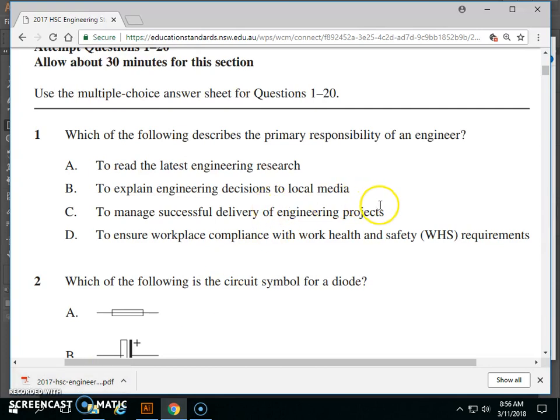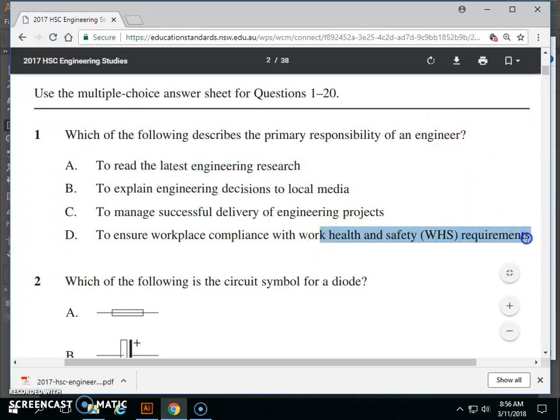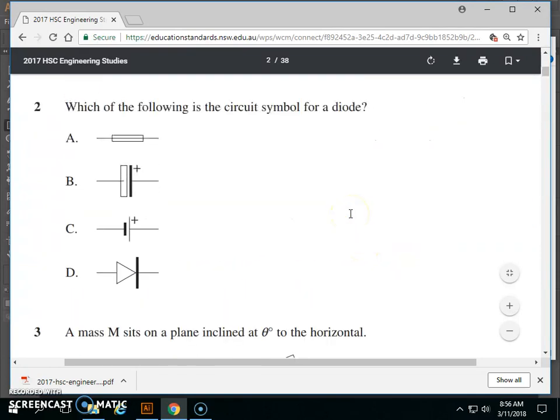C. So, local media, typically that's not an engineering role, typically that's a communications officer, and they're usually someone with an arts degree. Engineering research, it is definitely an engineer could be doing that. Someone with a Bachelor of Engineering could be working at a university, but it's not typically what we think of as a working engineer. Now, WHS requirements are important, but that is part of C. So that's why we're not including that as the answer.